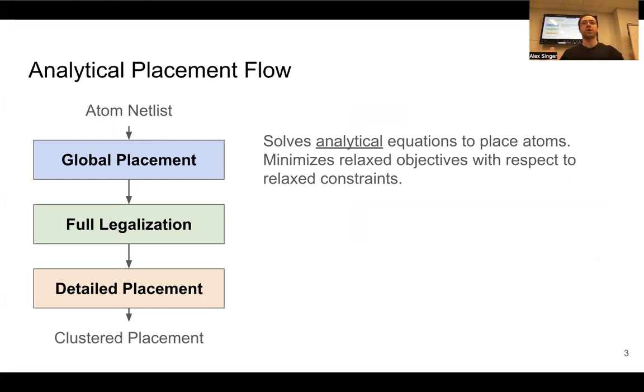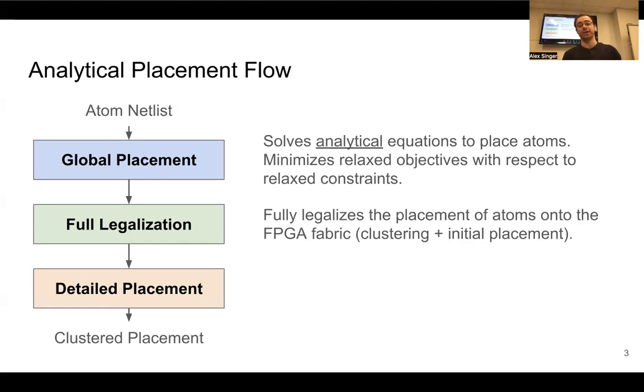And when we solve that equation iteratively, we can get a good atom level placement, which we call a global placement. Once we have that atom level placement, the issue is that because we relaxed those constraints, it's not fully legalized. So you have to pass it through a full legalizer, which fully legalizes the placement of atoms onto the FPGA fabric. You can think of this as clustering and initial placement, if you've done simulated annealing flows like those found in VTR. Once you have placed those, most likely things have been moved slightly.